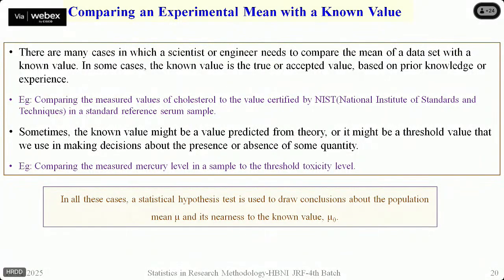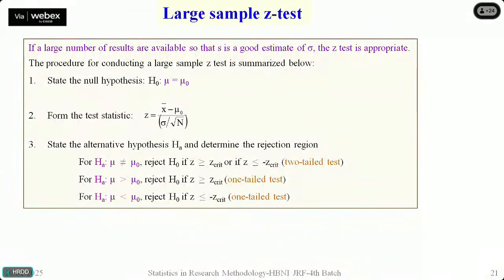So in these cases, the null hypothesis will be that the measured value is equal to the known value. The alternative hypothesis will be that it is not equal to the mean value. When we have a large number of data, we use the Z table. Null and alternative hypotheses will be like that. It can be equal to the true value, that will be the null hypothesis. Not equal to will be the alternative one.